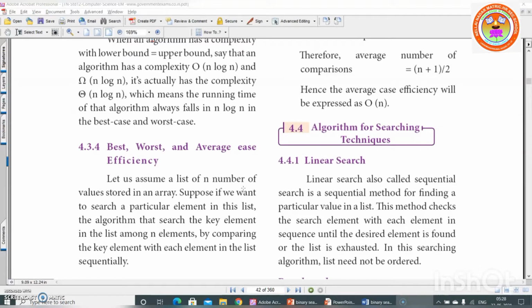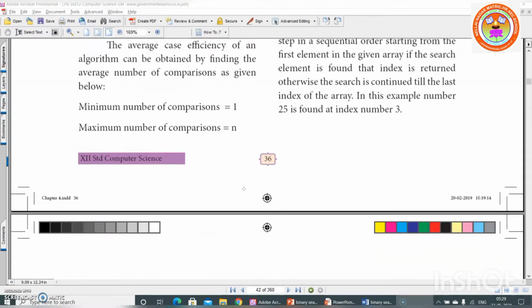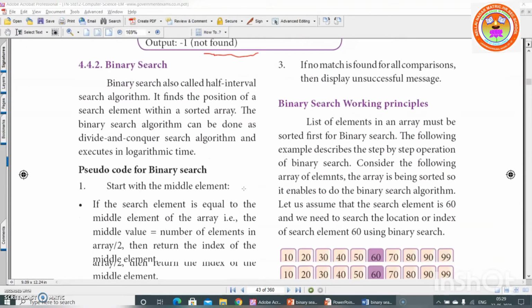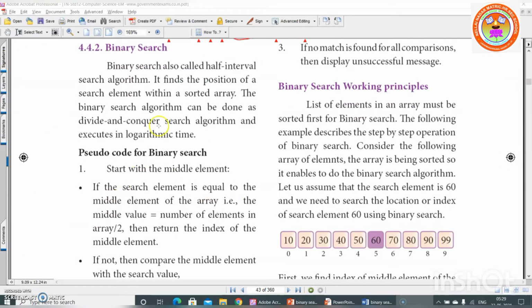In that I explained about linear search. Okay. Today I'm going to explain about binary search. There are two types of searching in algorithm: one is linear search and the other is binary search. And already I explained about linear search. Today I'm going to explain about binary search.